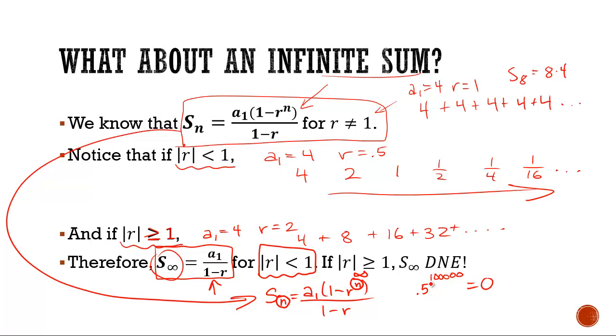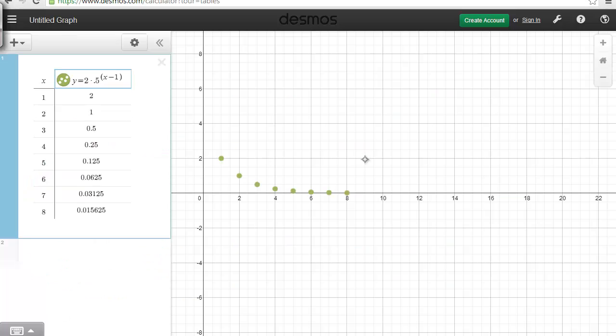So you can see that as it gets taken to a higher power, this part becomes 0, leaving it with a 1, therefore leaving it with just a1 over 1 minus r as the infinite sum. Remember that if r is greater than 1, the sum does not exist because it diverges and becomes too big to answer. So let's take a look at what this looks like on a graph.